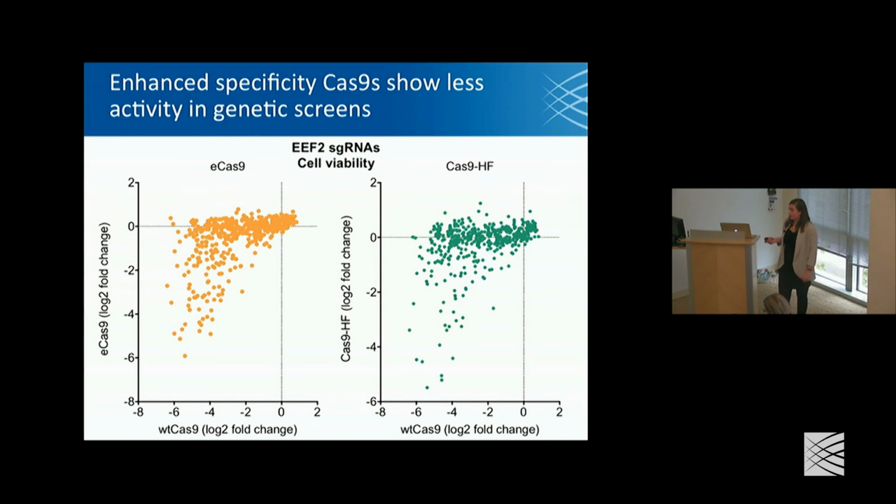So here is EEF2 knockout cell viability data, and you're looking for depletion here. So as you can see, on the x-axis, we've plotted log 2-fold change of the wild type Cas9, and you see really good depletion from wild type. Whereas when you look at the y-axis for both eCas9 and Cas9 high fidelity, you see not a lot of activity, and therefore they do not do as well in retaining their on-target effects as the wild type does.